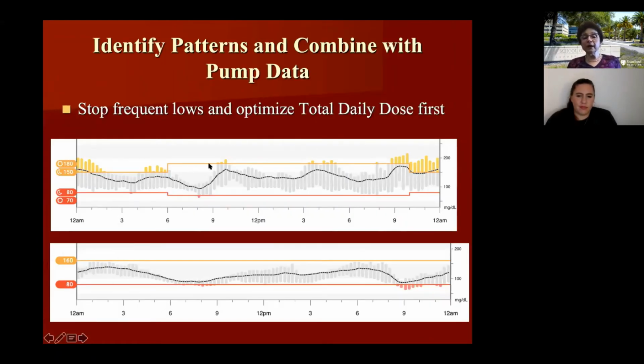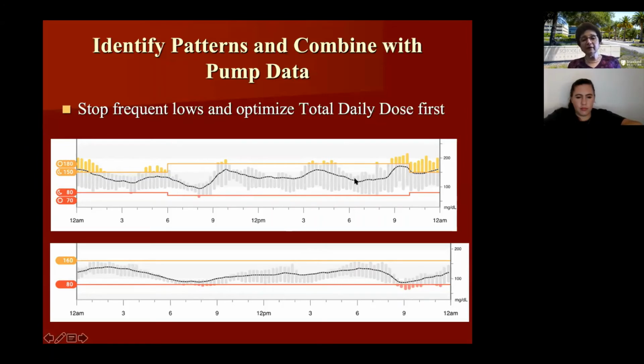When you're looking at the data, always try to stop the lows first. For example, on the lower graph, this person is doing amazingly well, but having consistent lows in the evening, so probably after dinner. So stop that first, and then stop the lows in the early morning, on waking up. And then there are really no highs here to take care of, so I think it's just the lows.